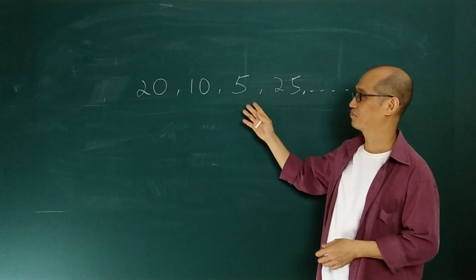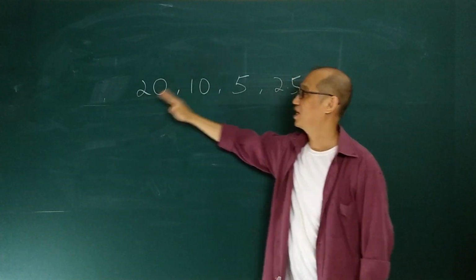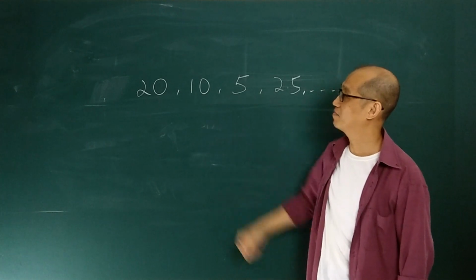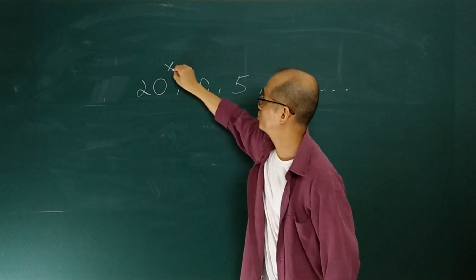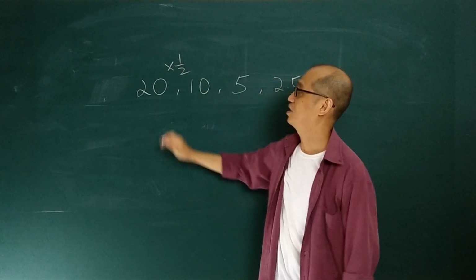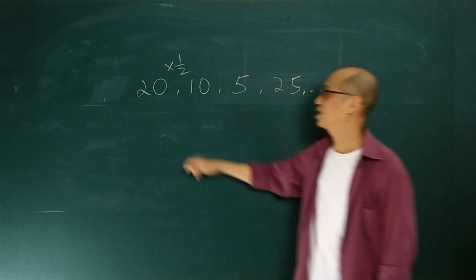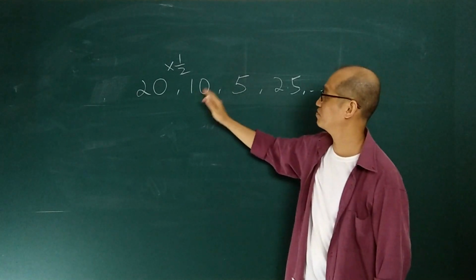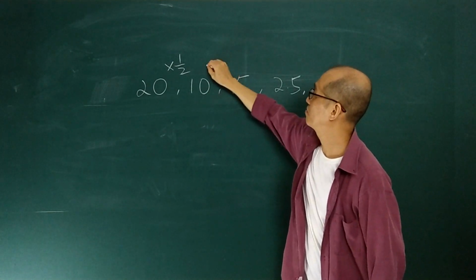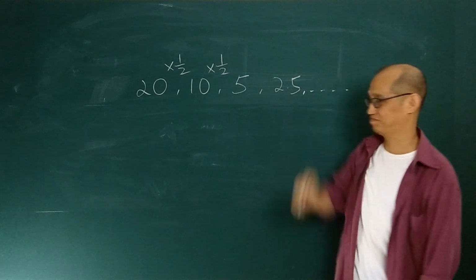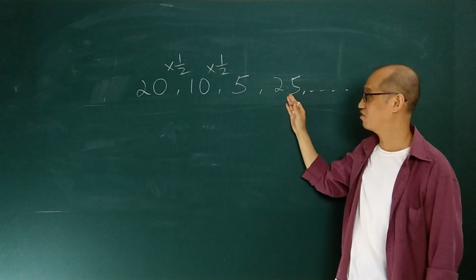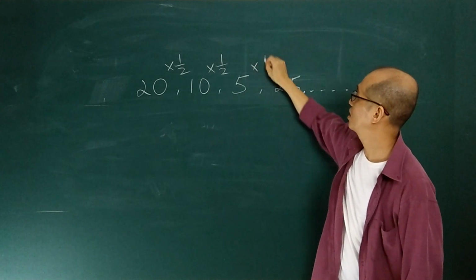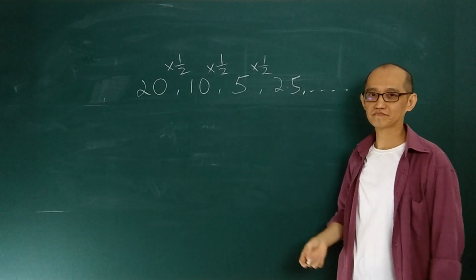Let's look at this sequence. This is the first term. This is the second term. We get the second term by multiplying the first term by 1 over 2. And how do we get the third term? We get the third term by multiplying the second term by 1 over 2. How do we get the fourth term? Again, we multiply the third term by 1 over 2.